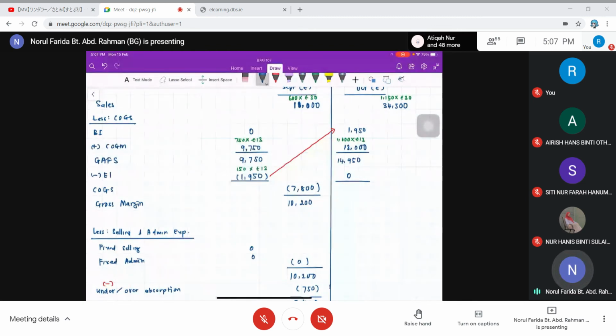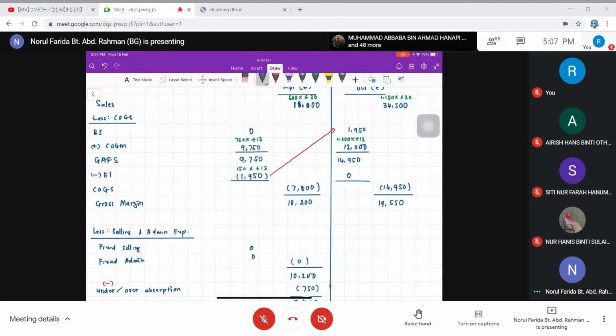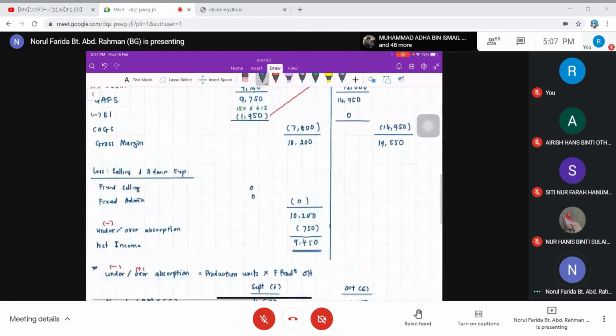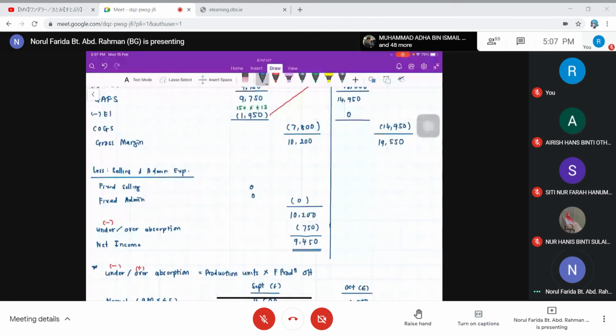Alright. So your cost pula. Cost of goods sold you adalah 14,950. Tolak dengan sales 34,500, your gross margin will be 19,550. Okay. Ni tak cantik sebab figure ni tak ada. Right. Kalau ada, then okay lah kot. Macam tu.